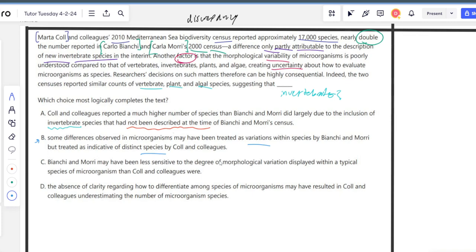Bianchi and Mori may have been less sensitive to the degree of morphological variation displayed within a typical species of microorganism. This one's not really talking about invertebrates. And then D also doesn't really talk about invertebrates. But I guess B doesn't say that either. So let me see. C and D, the absence of clarity. Maybe. Okay, so D is just the opposite of what we're looking for because it says Cole and colleagues underestimated the number of species, but their number was much higher. And then C says Bianchi and Mori may have been less sensitive to the degree of morphological variation displayed within a typical species of microorganism than Cole and colleagues were.